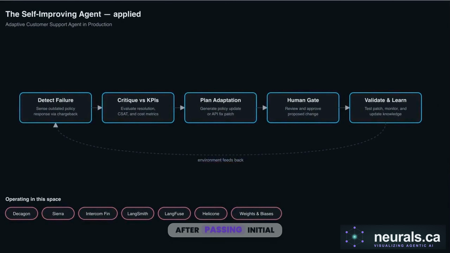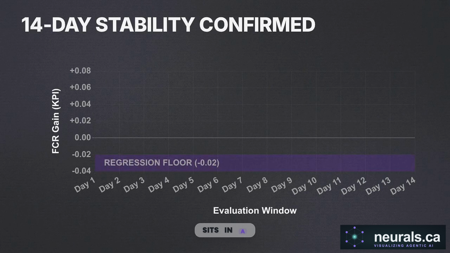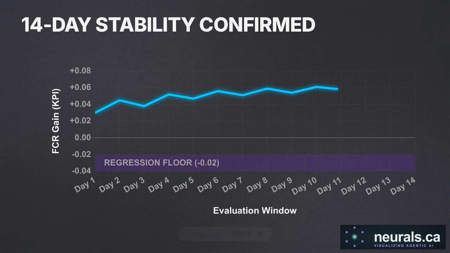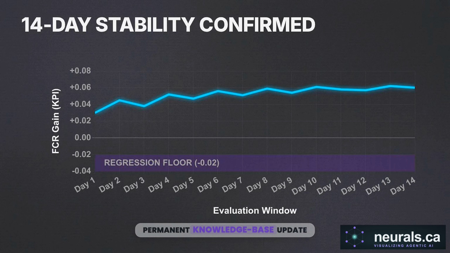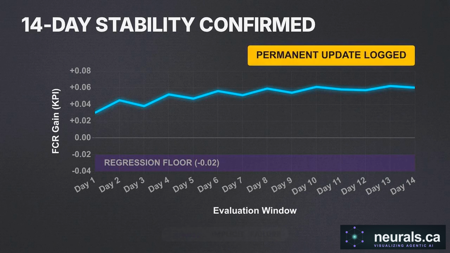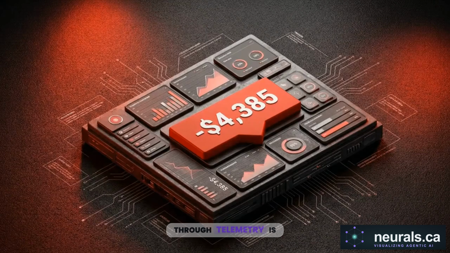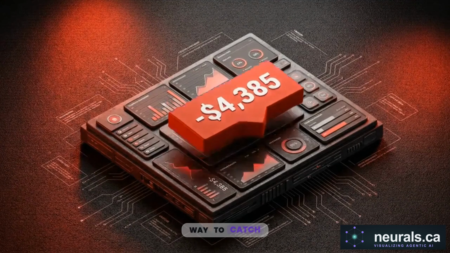Even after passing initial tests, the update sits in a strict 14-day evaluation window. Only if the metrics hold steady does the system confirm the patch as a permanent knowledge base update. Sensing implicit failure through telemetry is the only reliable way to catch silent decay.